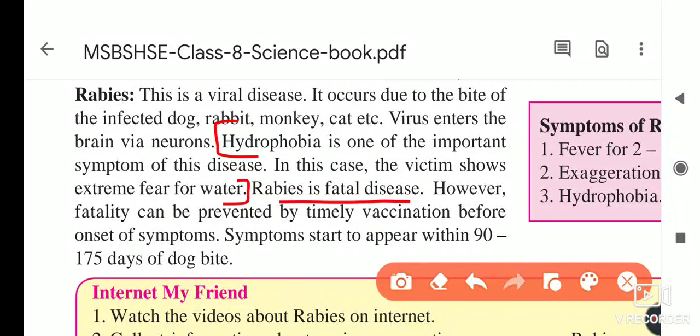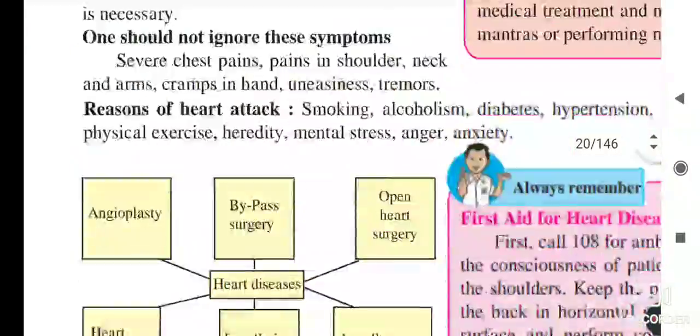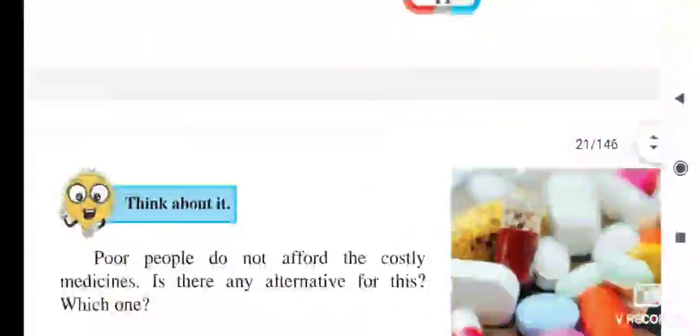Rabies is a fatal disease. However, fatality can be prevented by timely vaccination before the onset of symptoms, and symptoms start to appear within 90 to 170 days. One of the symptoms given here is hydrophobia. Next disease I asked you about is diabetes. So here it is, diabetes.